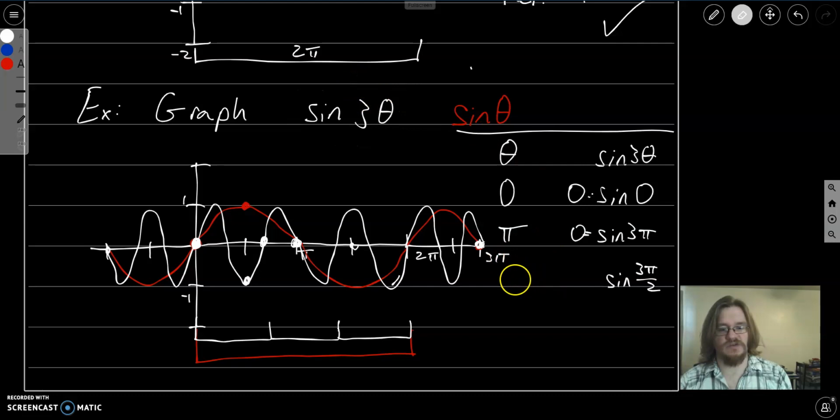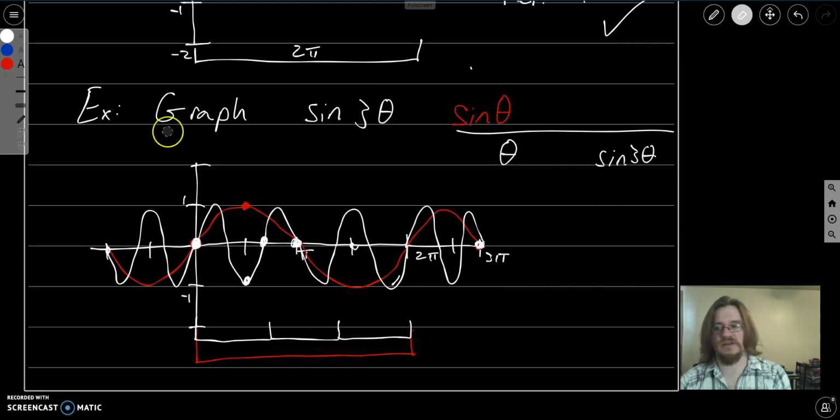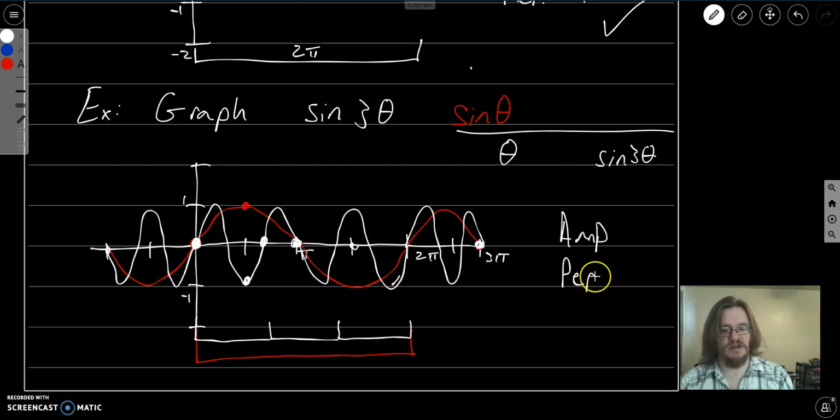And I'm going to erase some of the work that we did over here so that I have some room to write. So let's look at the amplitude and the period of the function. Well, we're not multiplying this by anything. The height of the function is always still 1 at the most, -1 at the least. So the amplitude, the distance from the center to the top, is still 1, which, if I think about it, is just 1 times the sine of 3 theta. So the amplitude is still 1.